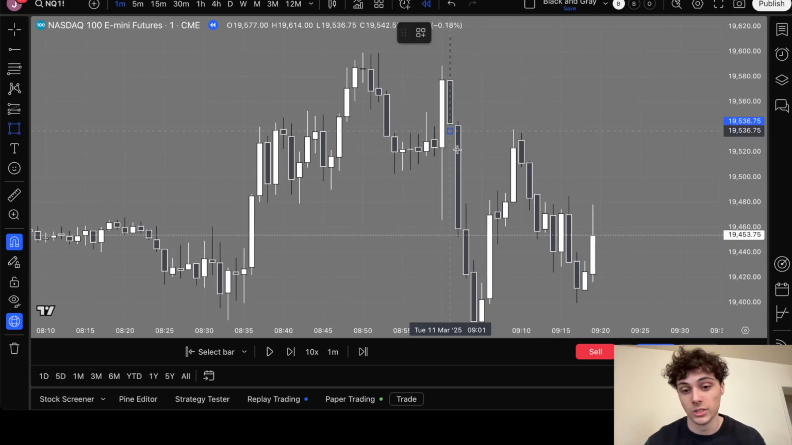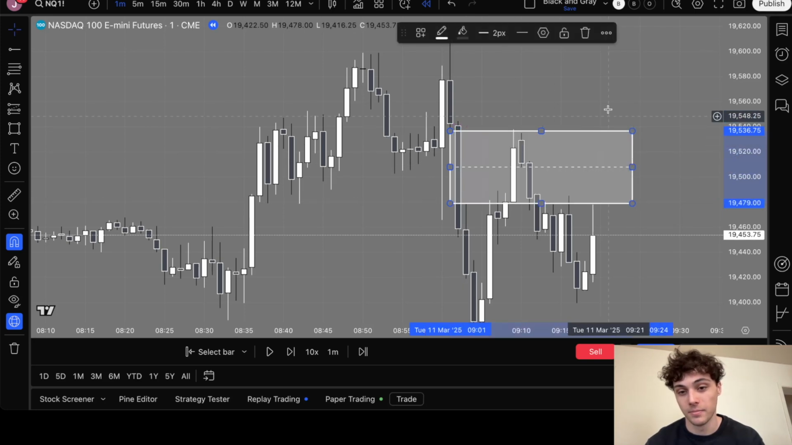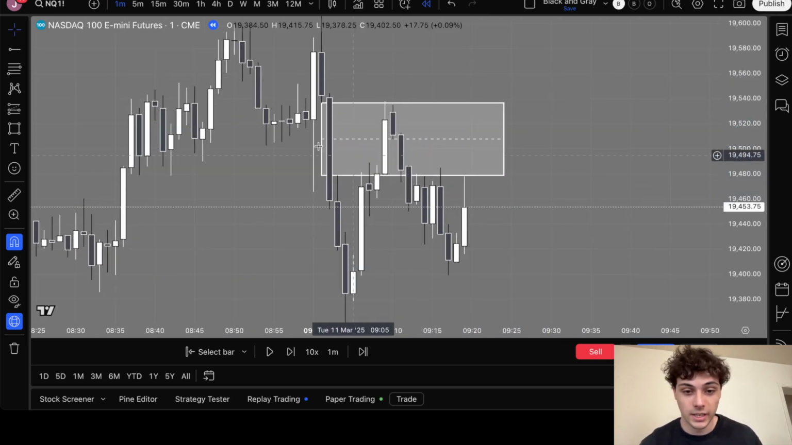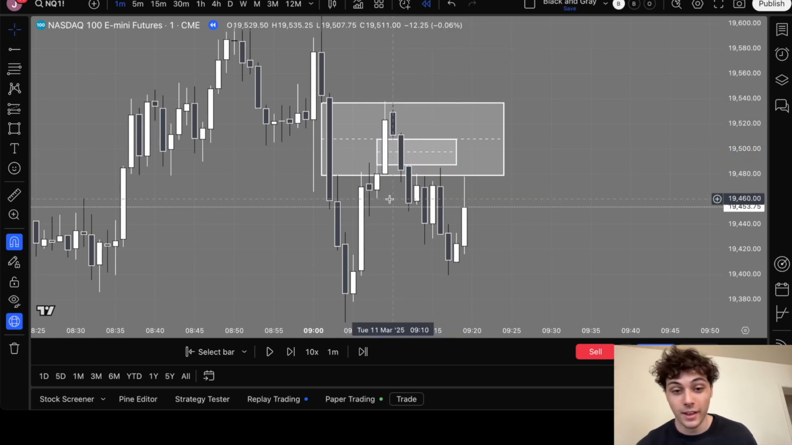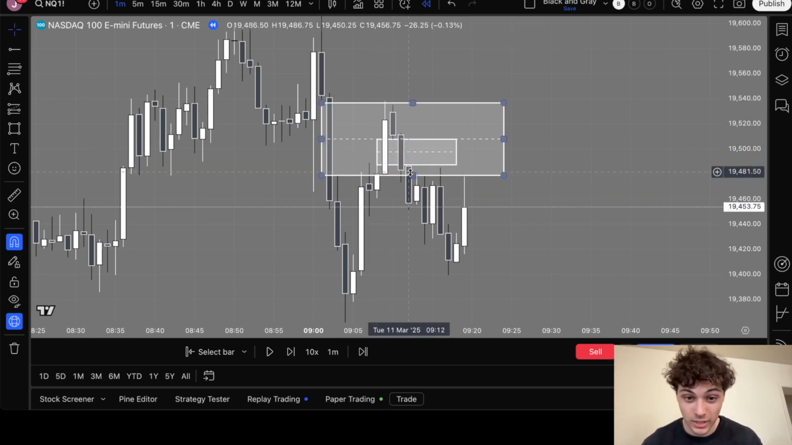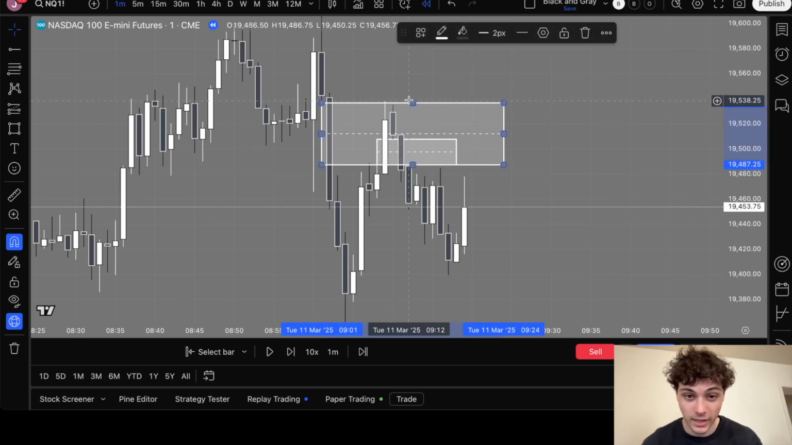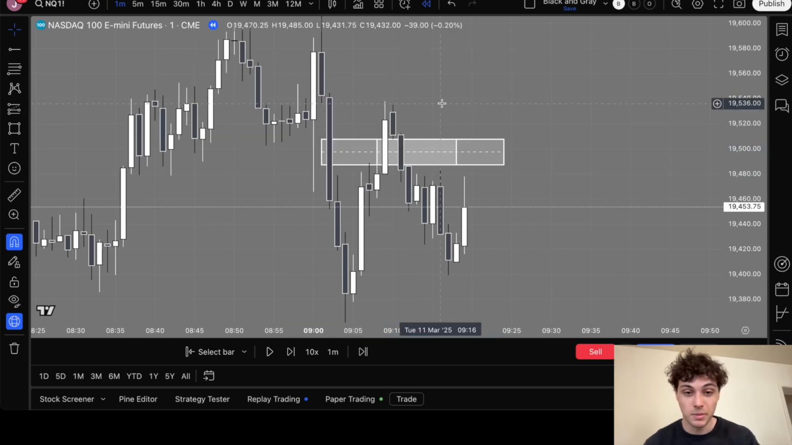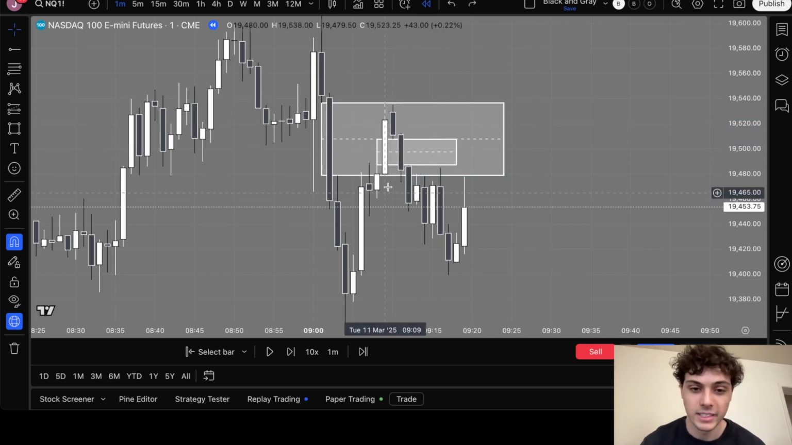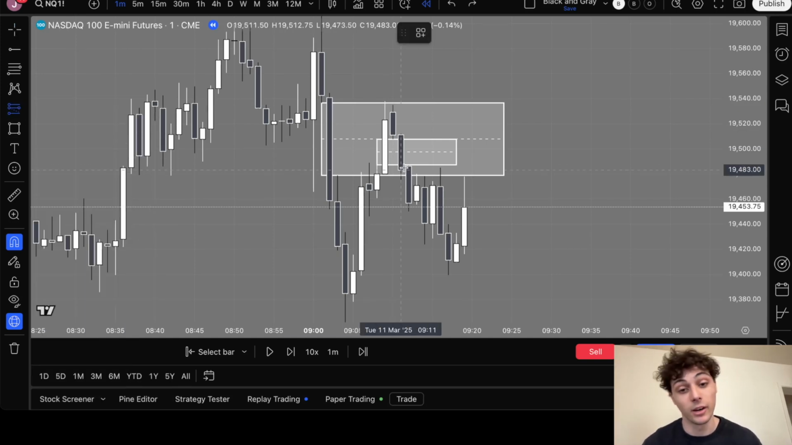Price goes into this fair value gap right here. Price gets out of the fair value gap, but then what do I see? I see this other 1 minute fair value gap. And guess what? It's a BPR. Price disrespects this BPR. It's not really a BPR though, because, never mind. It's just another inverse fair value gap that was created in a bigger fair value gap.